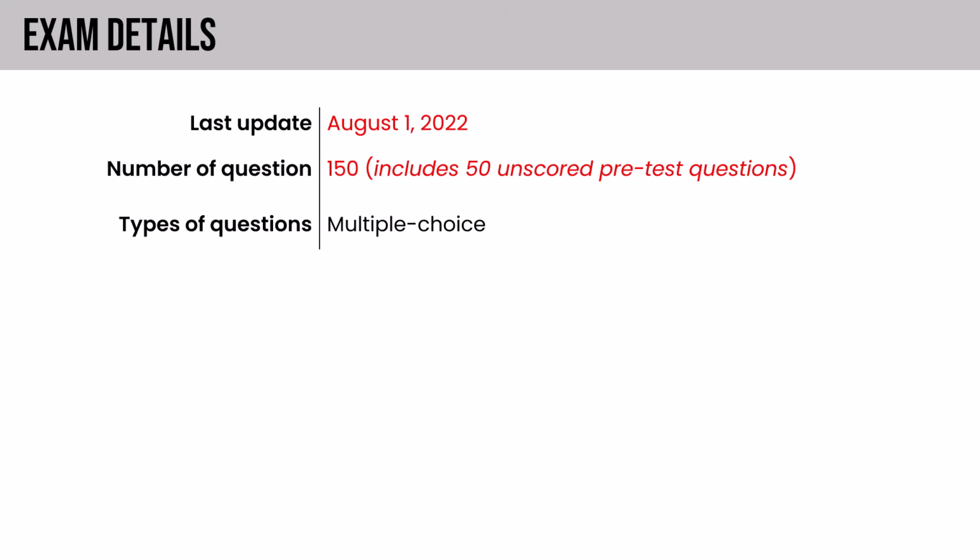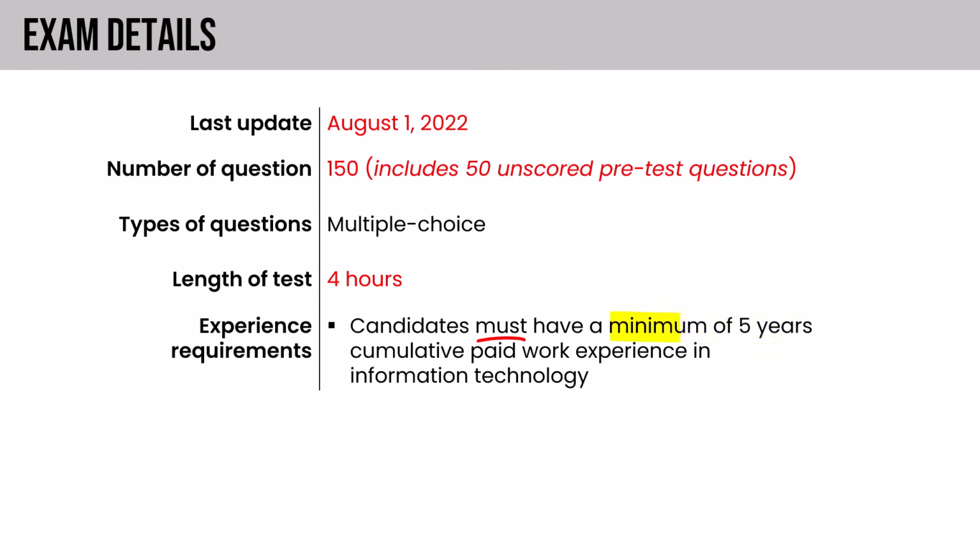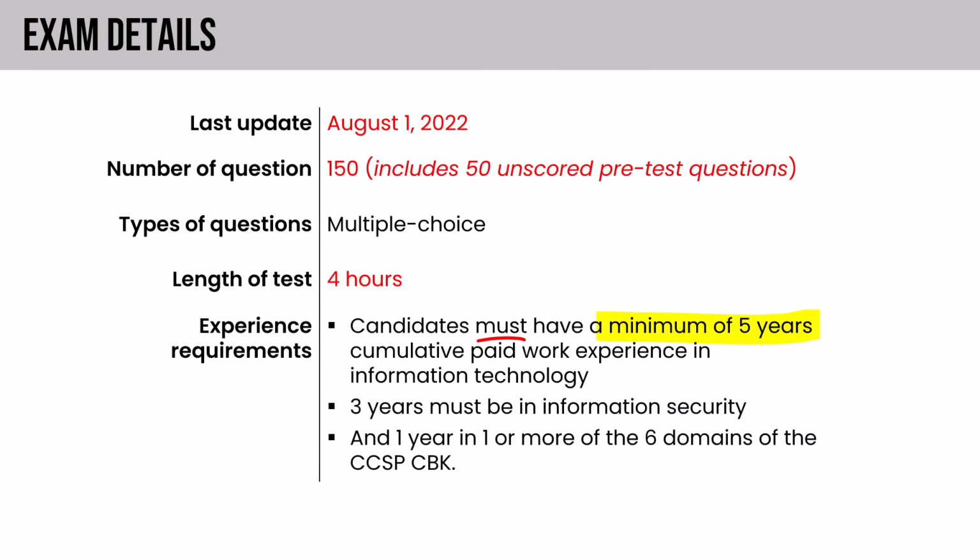This is a multiple choice exam. It's 4 hours in length. It used to be 3 hours when ISC2 added the extra questions. They added an hour to the allotted time. Now, in terms of experience, candidates must have a minimum of 5 years cumulative paid work experience in information technology, as well as 3 years in information security and 1 year or more in one of the 6 domains of the CCSP common body of knowledge.